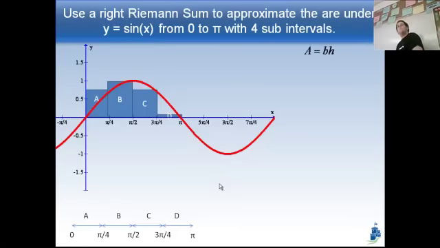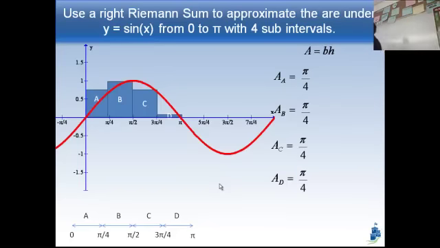All right, so base times height for each of these. We got 4 bars again. Let's talk about the widths. What's the width of each one? Pi over 4. What do you mean 2? 2 what? 0.79. Yeah, 0.79, right? They're each pi over 4 wide, because we took the big pi and we split it up into 4 subintervals. Pi over 4 for each of them. Okay, what's the height of each?